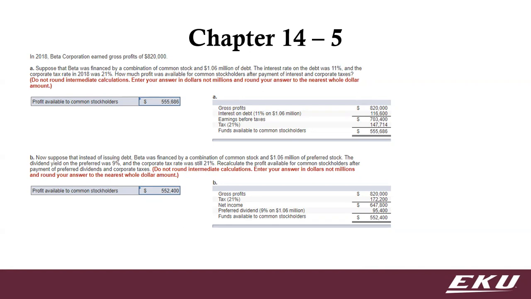And then in part B, instead of doing debt, we're doing preferred stock. The dividend yield on the stock is lower than the interest rate on debt. The corporate tax rate is still the same, right? And then we'll calculate the profit for the common stockholder in that case as well.